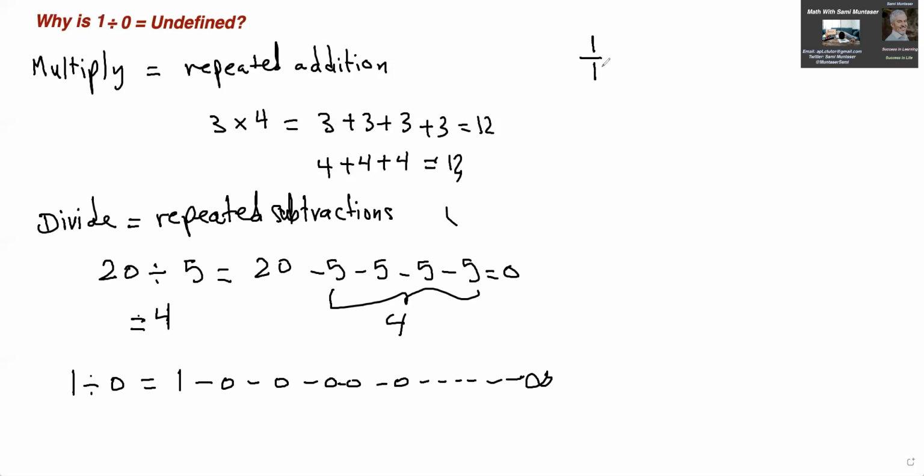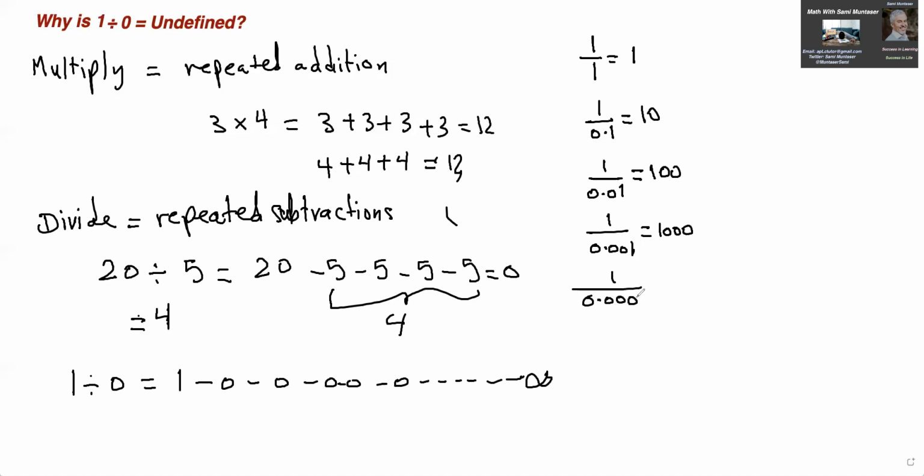Let's see, when we divide 1 by 1, what do we get? We get 1. How about if we divide 1 by 0.1? What do we get? 10. The 10th decimal. So when you divide 1 by 0.1, you get 10. And the 100th decimal, 0.01. If you divide 1 by 0.01, you're going to get 100. And if we divide 1 by 0.001, we're going to get 1,000. How about 1 divided by 0.0001? We're going to get 10,000.